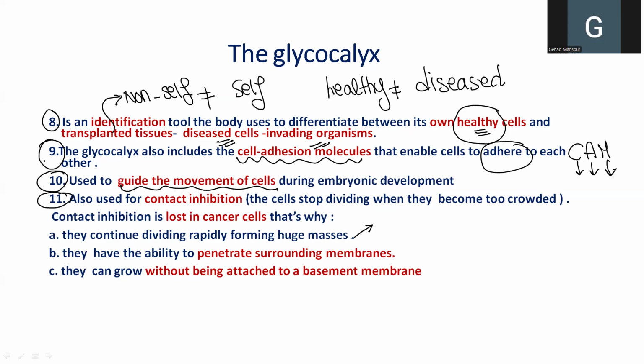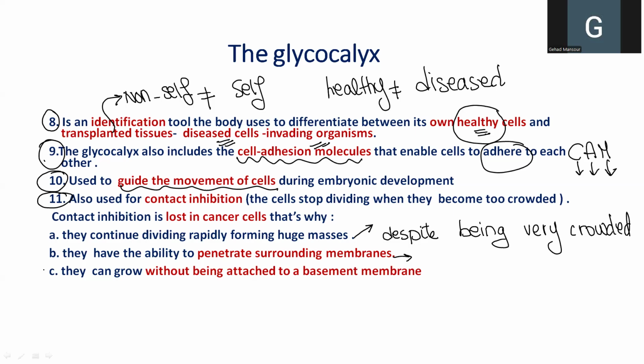They are non-stop cells. They are immortal cells. And they have the ability to continue division despite being very crowded. And then they can also, because of this loss of the function of contact inhibition, penetrate the surrounding cell membranes.